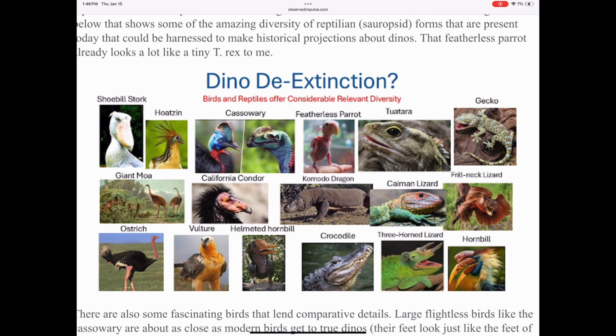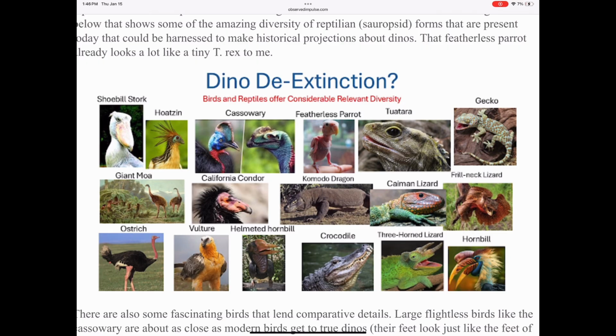When you're trying to build a dinosaur, we would be building it from all kinds of animals that we still have today. And I think that the diversity really is there to rebuild dinosaurs. I think we're looking at it right here.